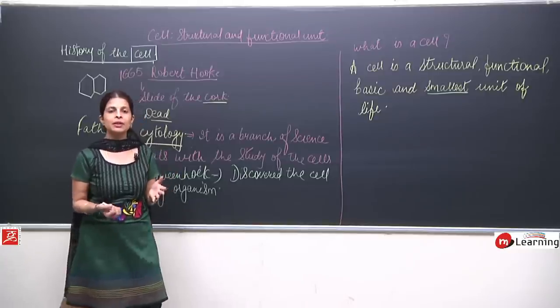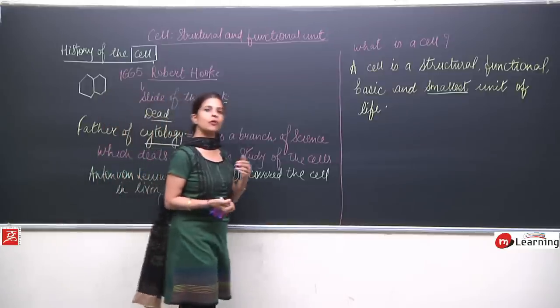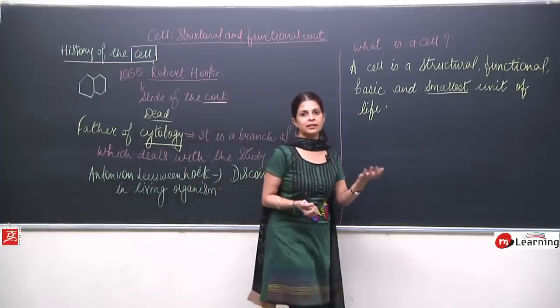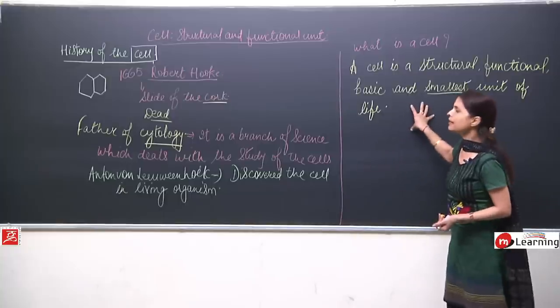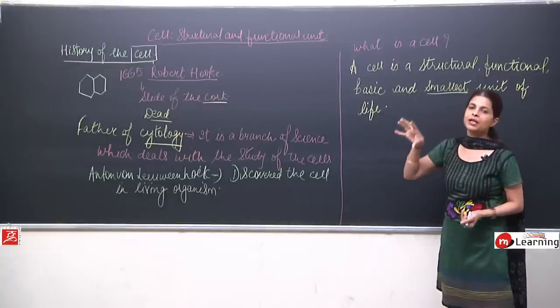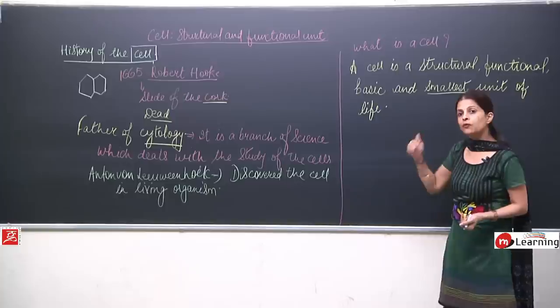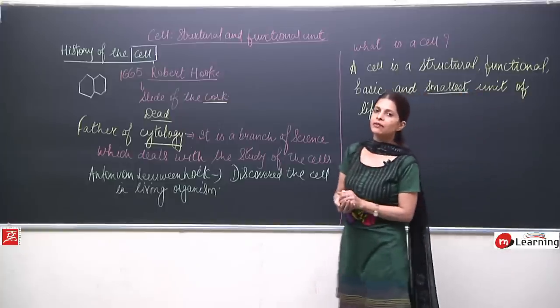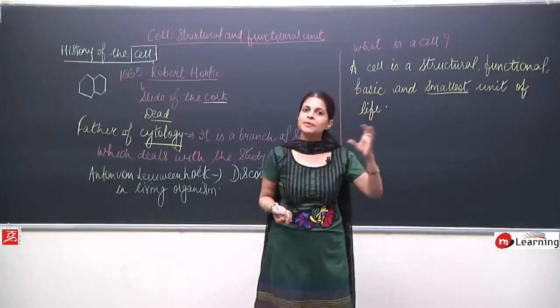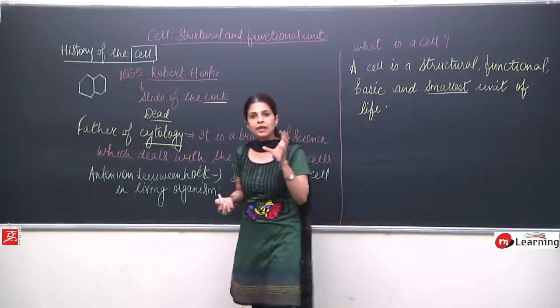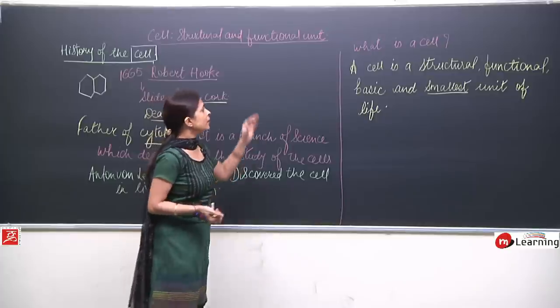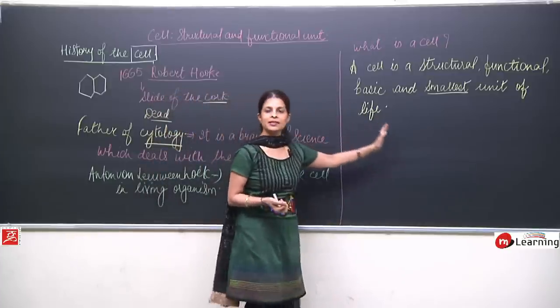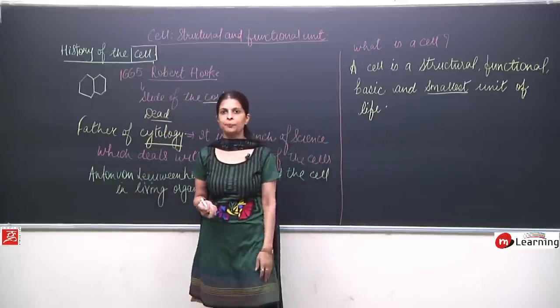It was not possible to keep the components of the cells separately. That is the reason we can say the cell is the smallest part of the living organism which can develop individually, which can develop separately, which is living in itself. It has got life. So what is a cell? We have just discussed what a cell is.